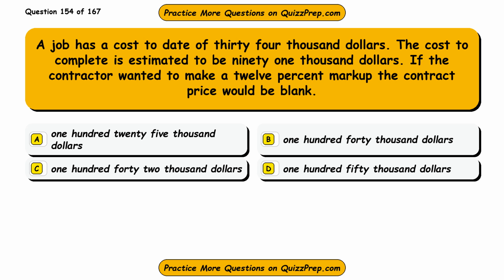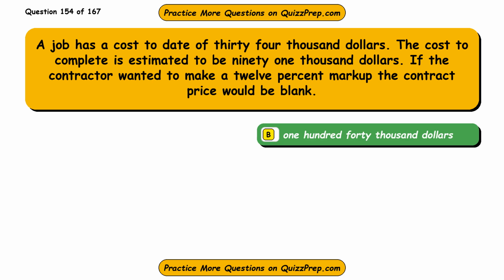Question 154. A job has a cost to date of $34,000. The cost to complete is estimated to be $91,000. If the contractor wanted to make a 12% markup, the contract price would be blank. Option A, $125,000. Option B, $140,000. Option C, $142,000. Option D, $150,000. The correct answer is option B, $140,000.